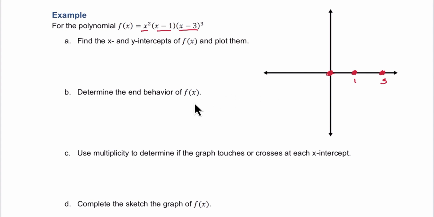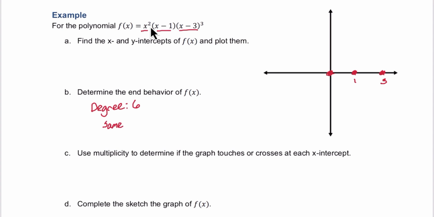Next, we'll determine end behavior. To determine end behavior, we first look at the degree. We can see that the degree is 3, 4, 5, 6, which is even. That tells us the same direction. Either they're both pointing up or both ends are pointing down.